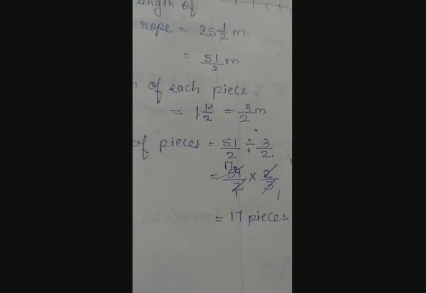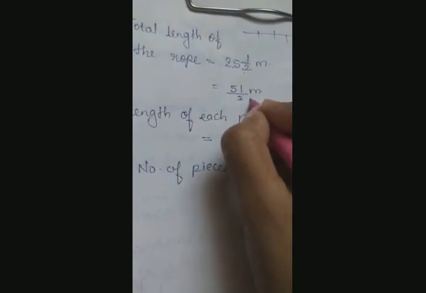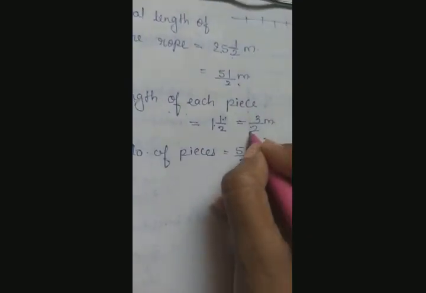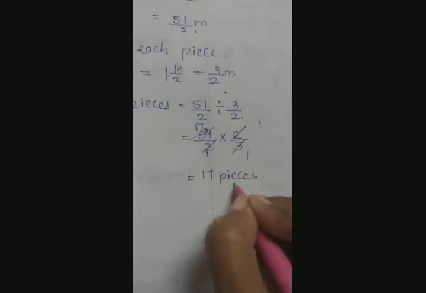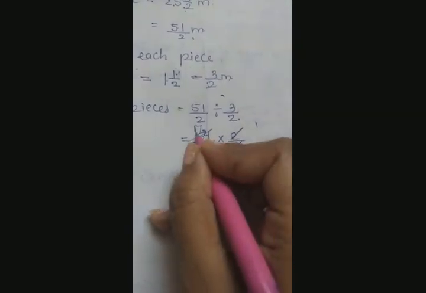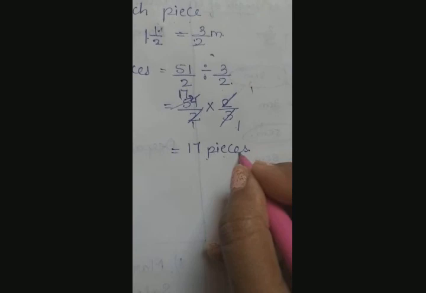Okay. So here first find the total length, that is 51 by 2 meter. Then length of each piece, 3 by 2 meter. So if this is divided by this, you will get 17 pieces. Here 2 1s are 2, 3 1s are 3, 3 17s are 51. Okay, you will get 17 pieces.